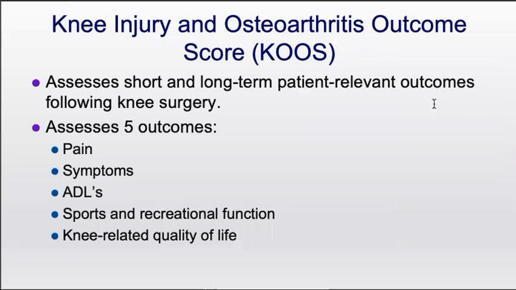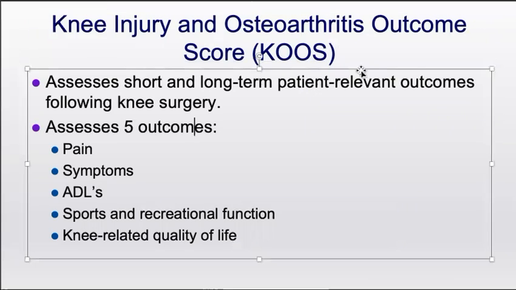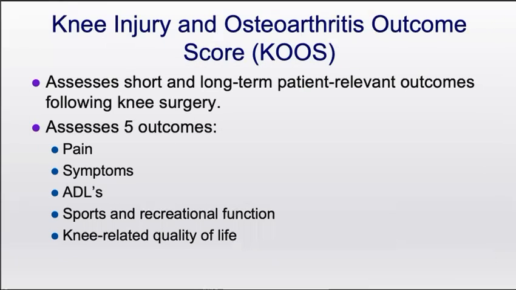The KOOS stands for the Knee Injury and Osteoarthritis Outcome Score. This is specific to the knee. And even more specifically, it looks at short and long-term disability in relation to knee osteoarthritis. It assesses 5 outcomes: pain, symptoms, activities of daily living, sport and recreation, and knee-related quality of life. So it is rather all-encompassing.